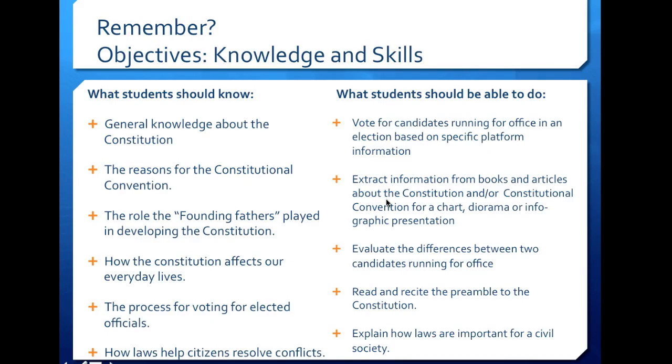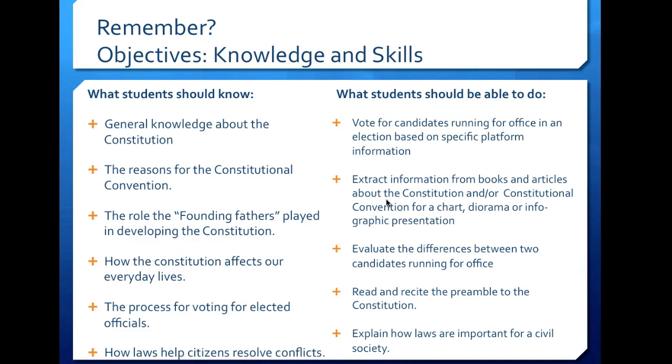So now let's look at how assessments meet objectives. If you remember the objectives we had, what students should know, what they should be able to do, the K and the S. They should have a general knowledge about the Constitution, reasons for the Constitutional Convention, the role founding fathers played, and so forth. And what they should be able to do: vote for candidates running for office, extract information from books and articles, evaluate differences between candidates, and so forth. So you have the knowledge and the skills, right? So we want to assess the knowledge and the skills.